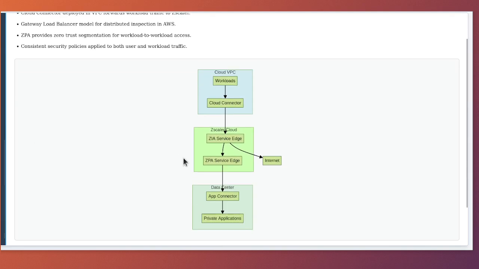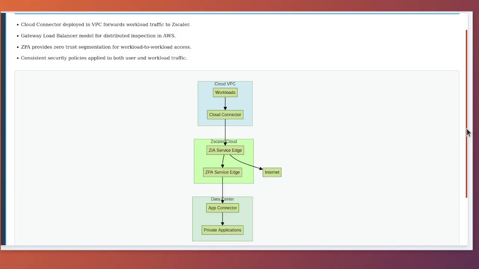Cloud Workload Security Architecture. Securing cloud workloads requires a different approach than securing user traffic. Workloads in AWS, Azure, and GCP need secure internet access for updates and external API calls, protection from threats, and secure connectivity to other workloads and data centers. Zscaler Cloud Connector addresses these requirements.